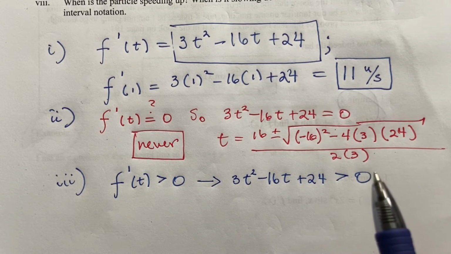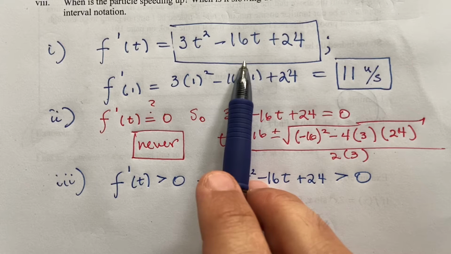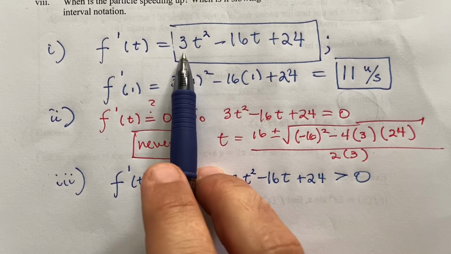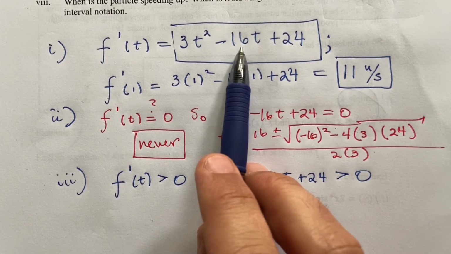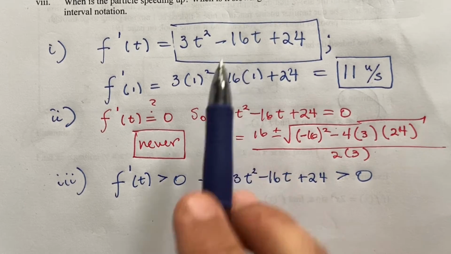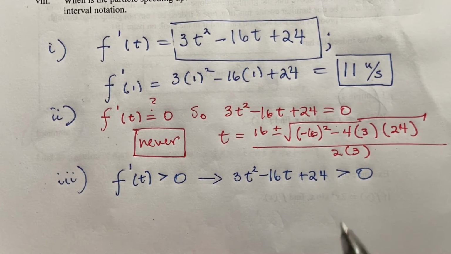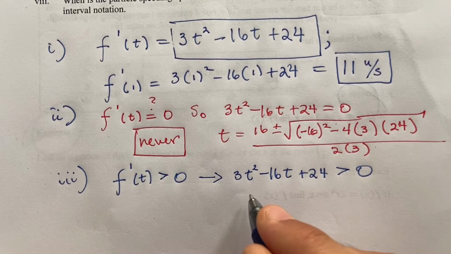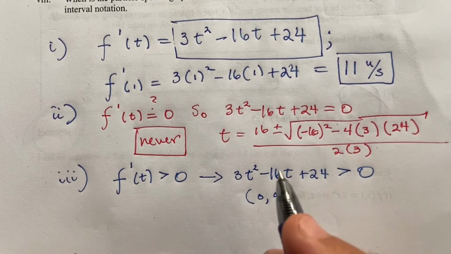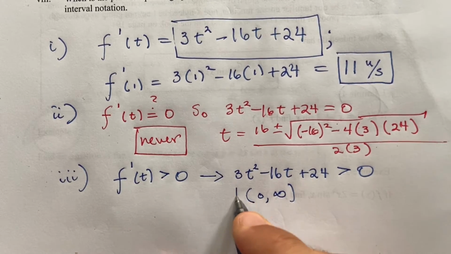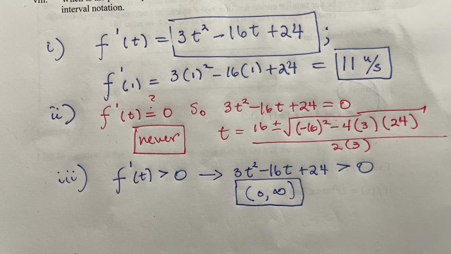Another way of seeing that would be to find the vertex of this quadratic. Please note that it's opening up, right? And the vertex would be positive. So in other words, this thing is always greater than 0. So in interval notation, this thing is always moving positively. So from 0 to infinity. In other words, it's always moving in the positive direction.